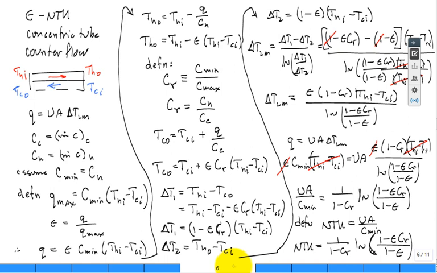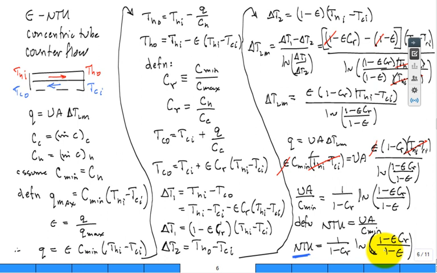Here's that derivation. I didn't get through it last time. The derivation is a little abstract. But the bottom line is, for the effectiveness NTU method, the heart of the method is some correlation where I have NTU related to effectiveness, some equation. And then you use all the other equations to use it, so you can calculate the area or the rate of heat transfer.